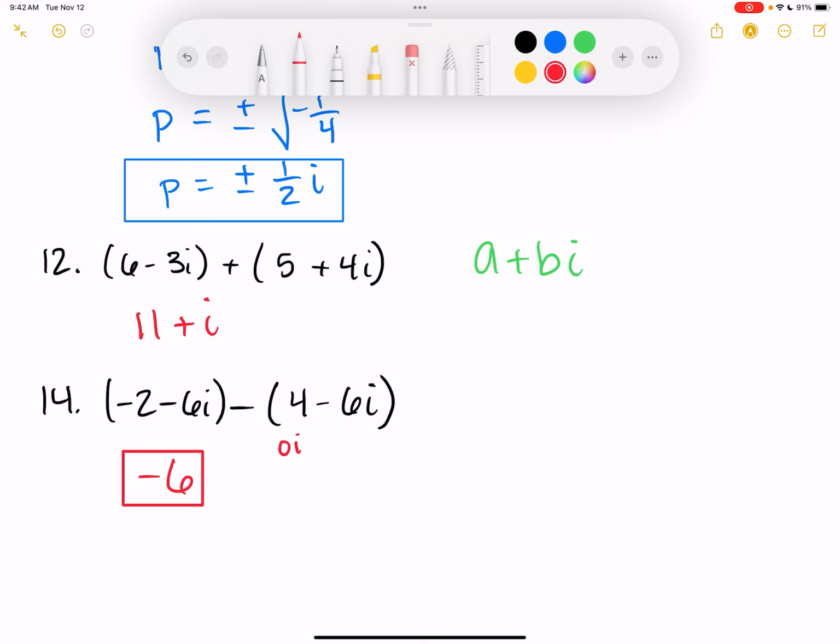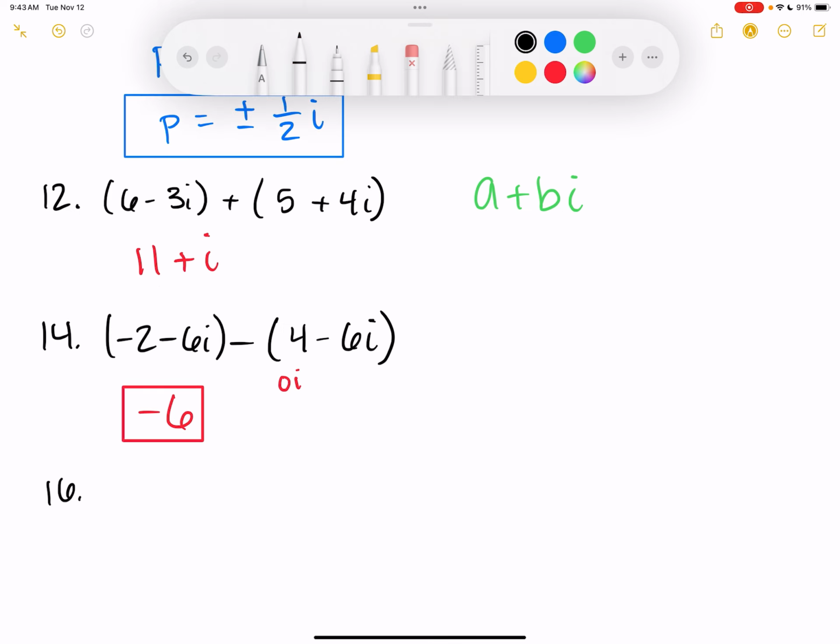Now, I will say probably the biggest mistake on this is people not paying attention to the middle sign. That's why you'll notice I'm saying negative 6i minus negative 6i. So when you're going through the problem, I would recommend you do the same thing. Don't say it out loud, but in your head, be saying that.